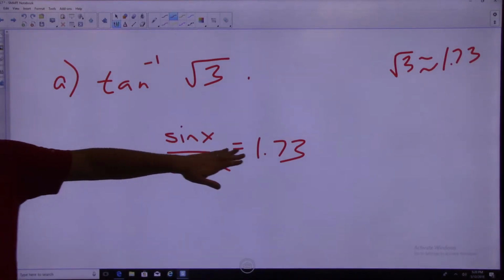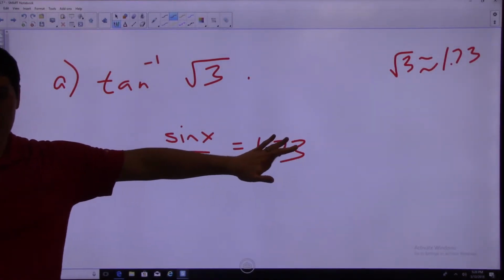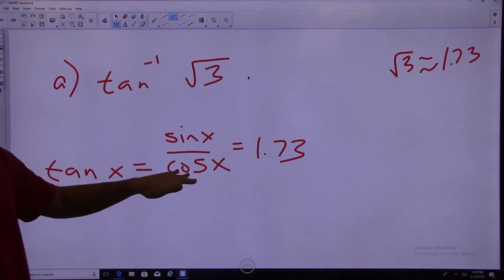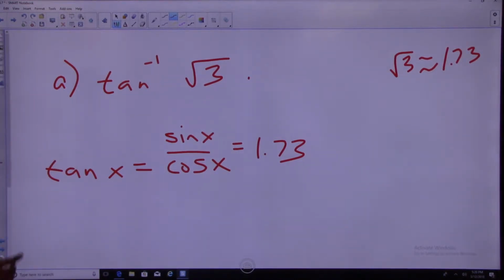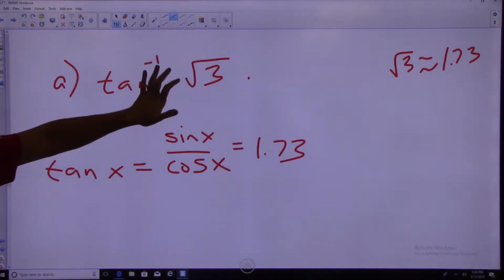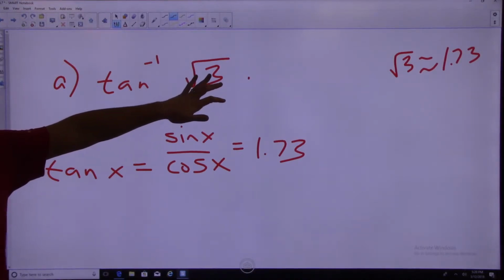If you get a number bigger than 1 when you divide, the top number, the numerator, is going to be bigger than the denominator. It's going to be a little greater than it. So that's what we need to use, guys. If you look at your unit circle, and again, we want this to be positive. We're saying the inverse tangent of positive square root of 3.